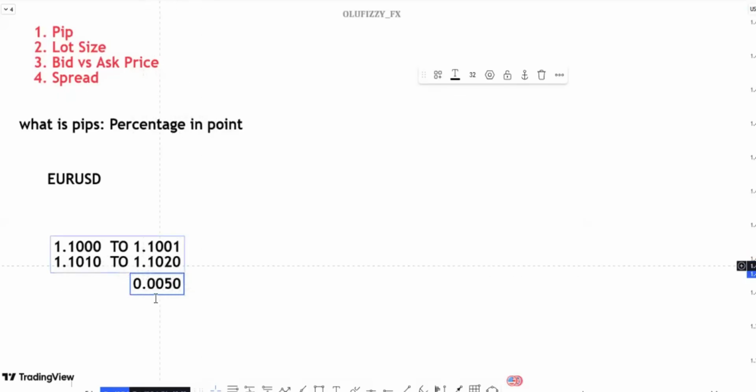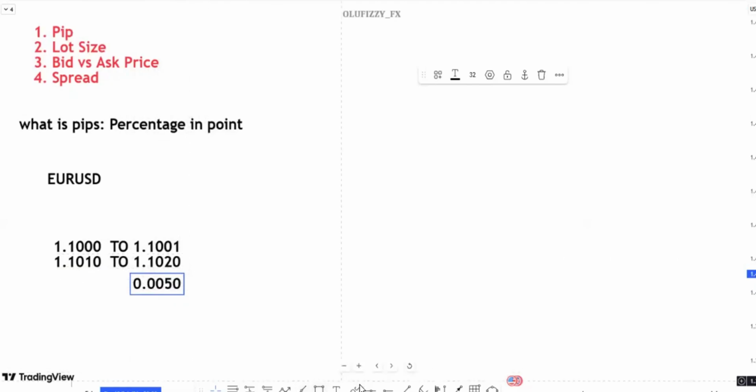So for you to calculate how far price moved from one point to another, you just have to calculate the pips number. That is how it works.